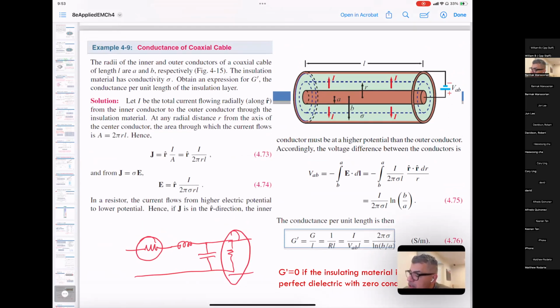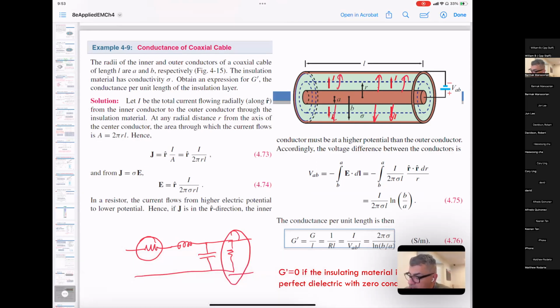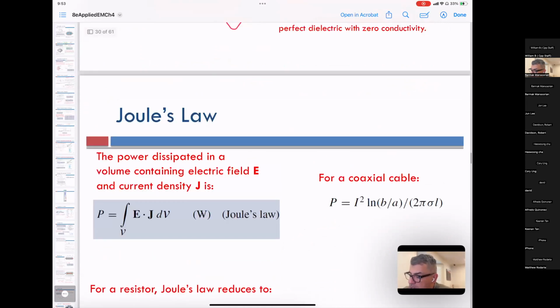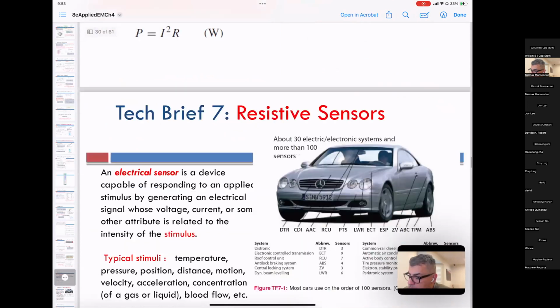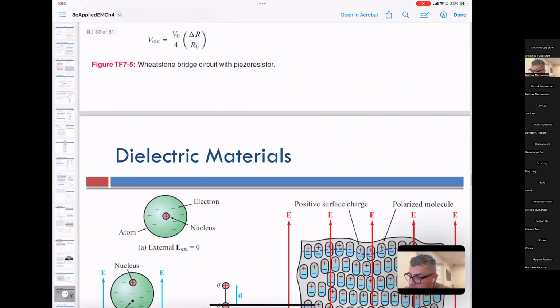Notice the one thing here that's a little confusing is you're calculating the resistance through your dielectric. So you're calculating this resistance, which is going to be very, very high, but you need it anyway for a lossy transmission line by using these equations for resistance. Okay, so using those, you can figure out the resistance for a transmission line. Just going to jump over Joule's law. Talks about resistive sensors on bridge.